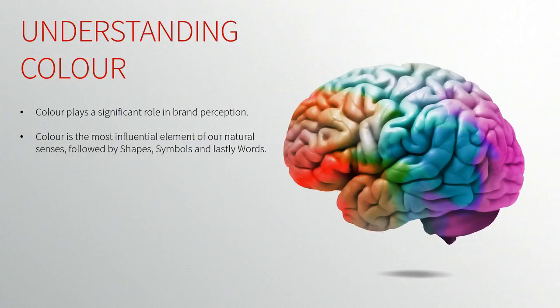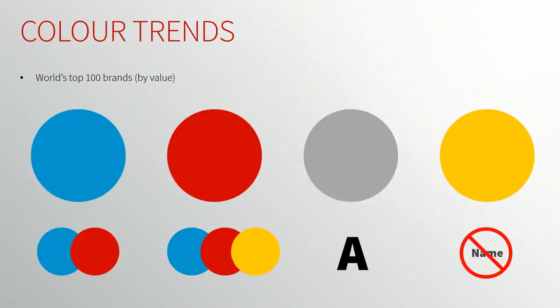Okay, so as I said, guys, color is the most influential element on our natural senses, followed then by shapes, symbols, and lastly words. And we're going to put this to the test now. We're going to have a little bit of fun today, guys, and see if this actually rings true.